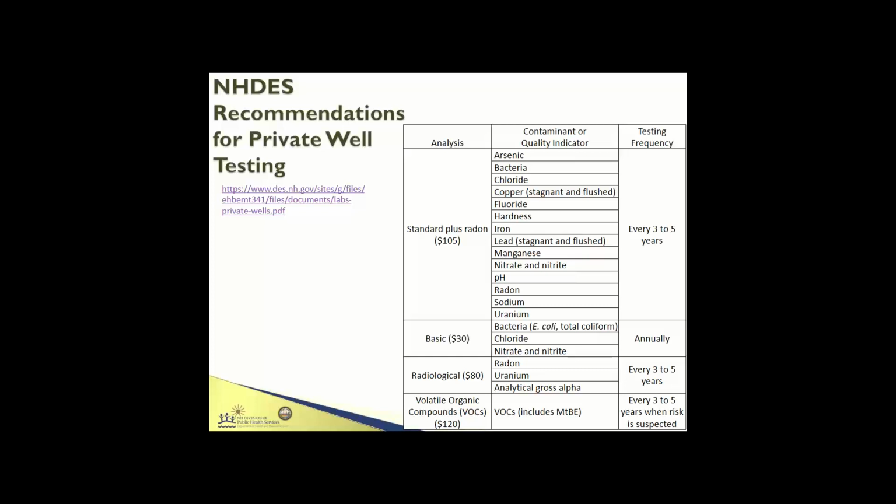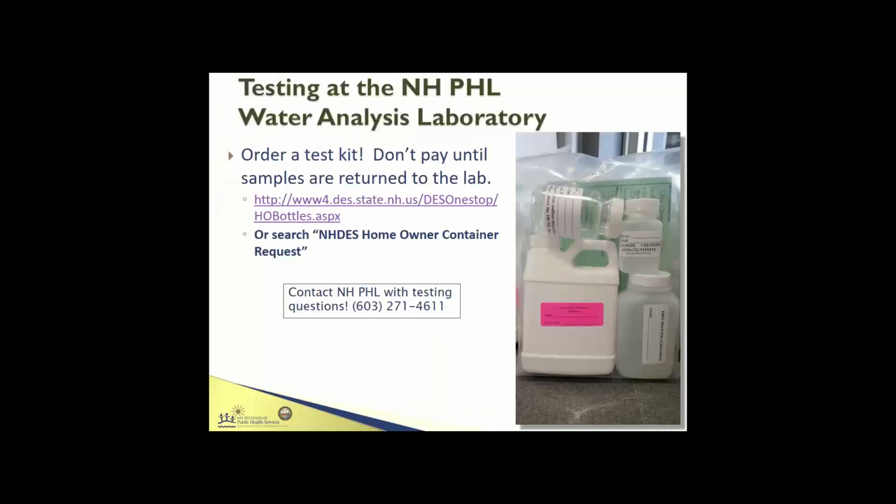Our lab also offers a new home buyer package if you were shopping for a new home that's on a private well, which would be the standard analysis without the stagnant lead and copper testing, so it's at a slightly reduced price. You can order a test kit from our lab at the link here, or just search for New Hampshire DES homeowner container request. You could give us a call at the number right there, and we will mail one of these test kits out to you, and you don't pay at that time. You pay when you return the samples to our laboratory.